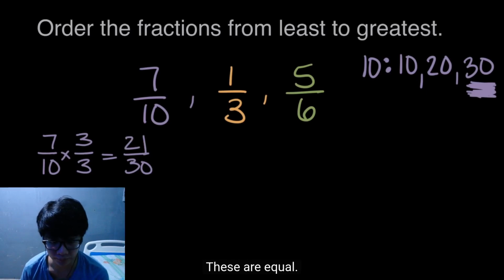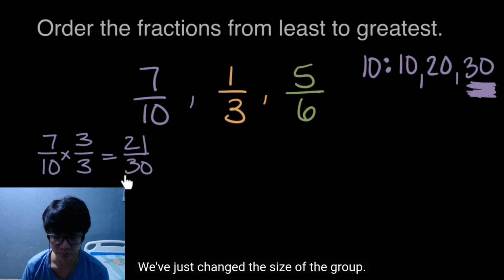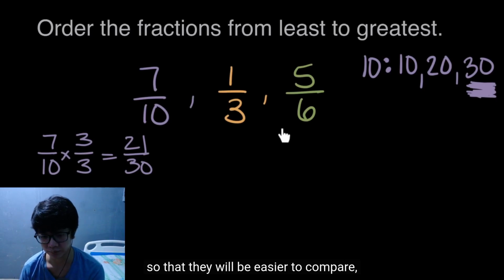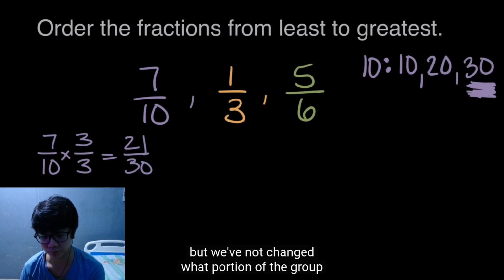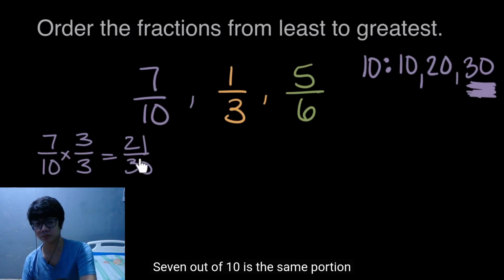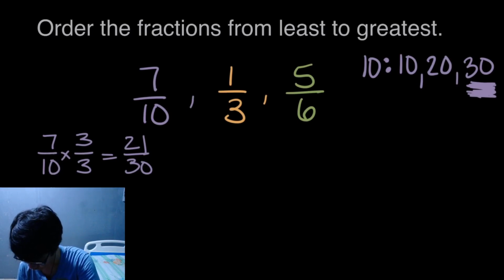These are equal. We've just changed the size of the group. We've changed the denominator so that they will be easier to compare, but we've not changed what portion of the group we're representing. 7 out of 10 is the same portion as 21 out of 30.